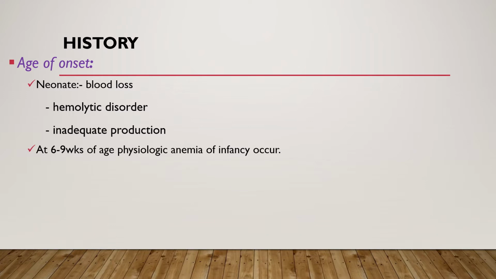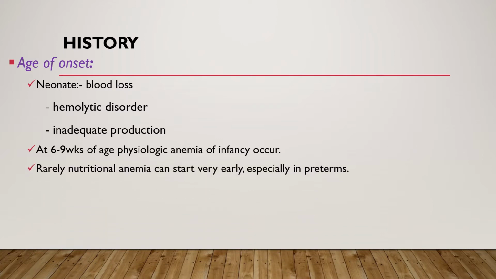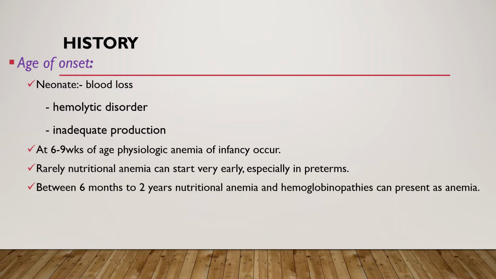So if an infant of 6 to 9 weeks presents with anemia, it might be physiologic anemia of infancy. Rarely, nutritional anemia can start very early, especially in preterms. Between 6 months to 2 years, nutritional anemia such as iron deficiency and folate deficiency can occur, and also hemoglobinopathies can present as anemia. Fanconi anemia usually presents around 4 to 6 years of age. So asking the age of onset will give us a clue to diagnose the underlying cause of anemia.